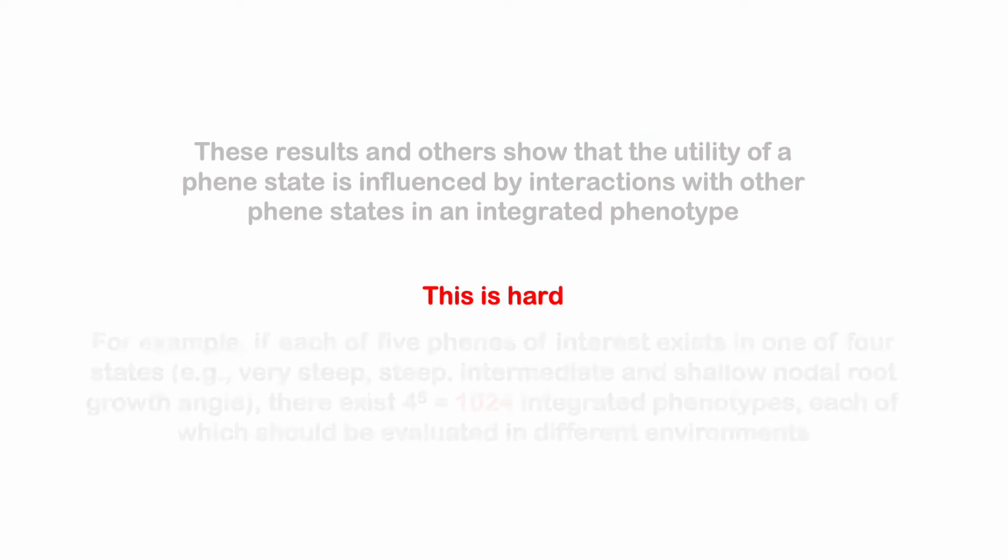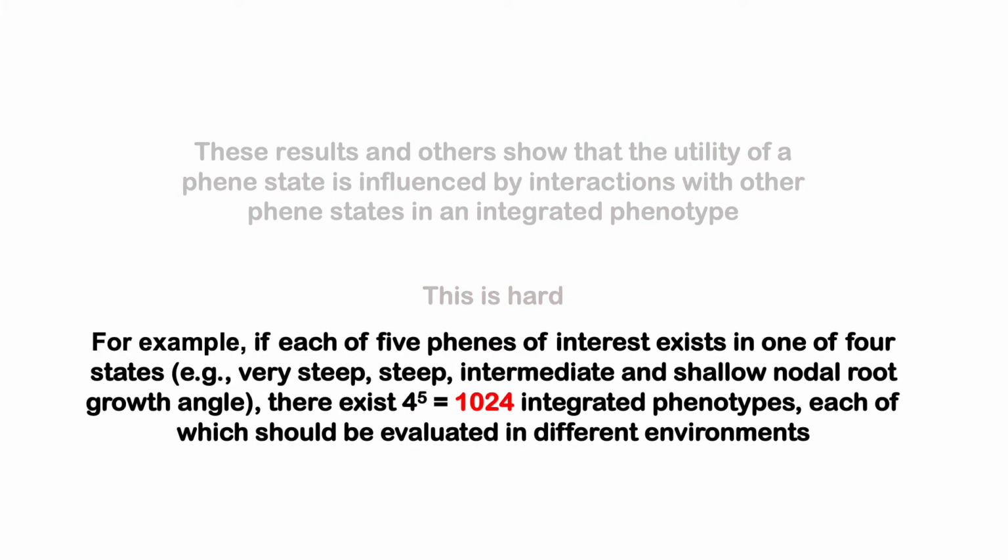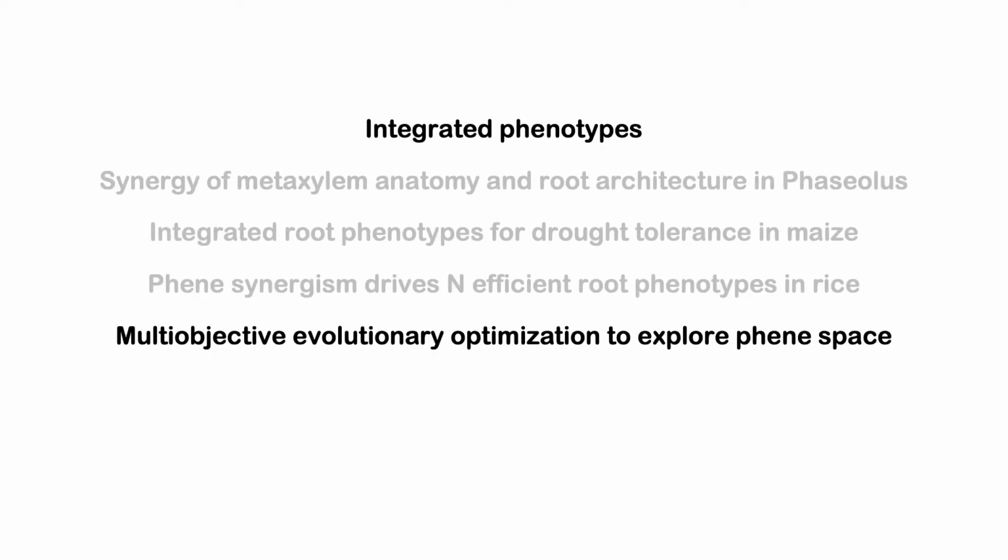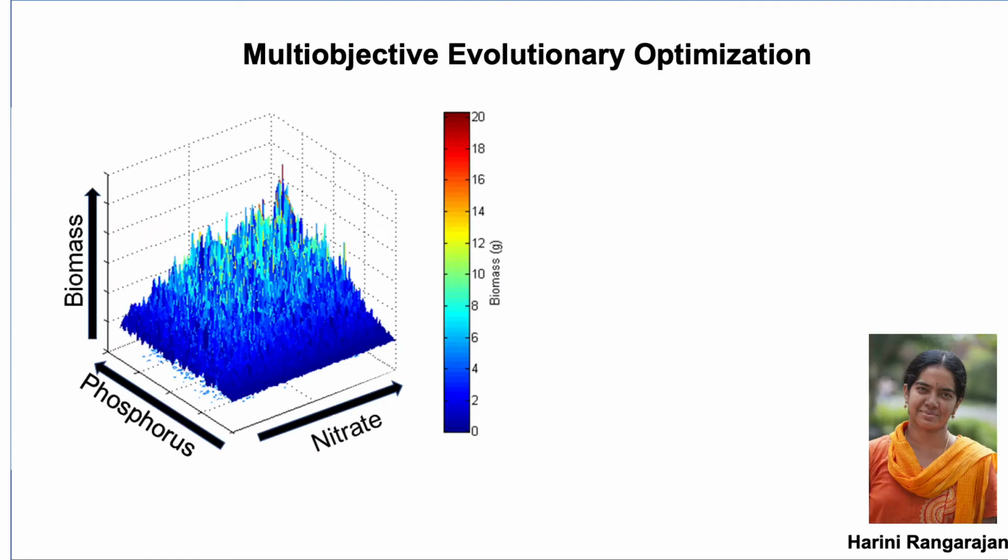This is hard. For example, if each of 5 phenes of interest exists in one of 4 states, in other words, very steep, intermediate, and shallow nodal root growth angle, for example, there exist 4 to the 5th, or 1,024 integrated phenotypes, each of which should be evaluated in different environments. How can we evaluate so many phenotypes? One option is multi-objective evolutionary optimization to explore phene space.